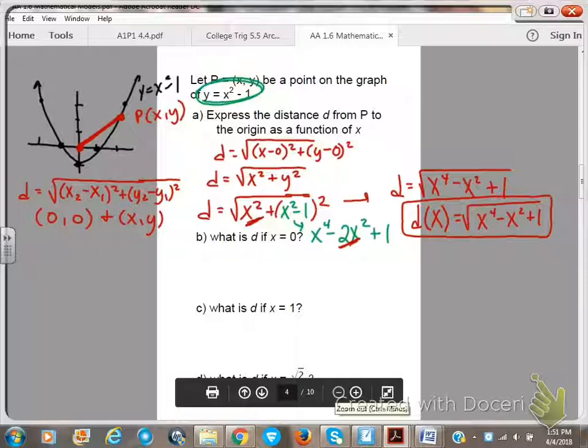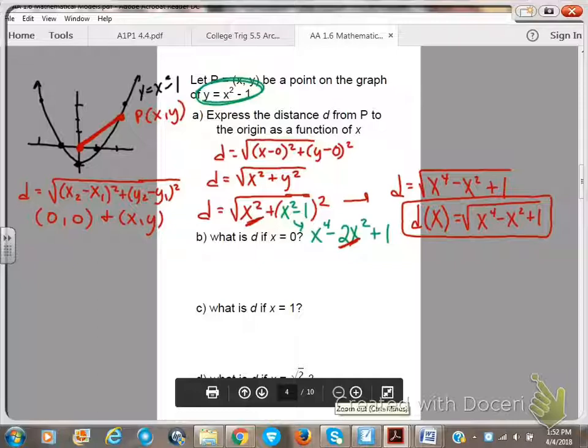So, where did you get the x to the 4th minus 2x squared plus 1? Right here at this part. Okay. When we replaced y with x squared minus 1, see how this y was squared? So that squared is still here. And then if you have a binomial squared, it becomes a trinomial. Your first term squared, your last term squared, and then 2 times the terms in the middle. Okay, so that's where that came from.